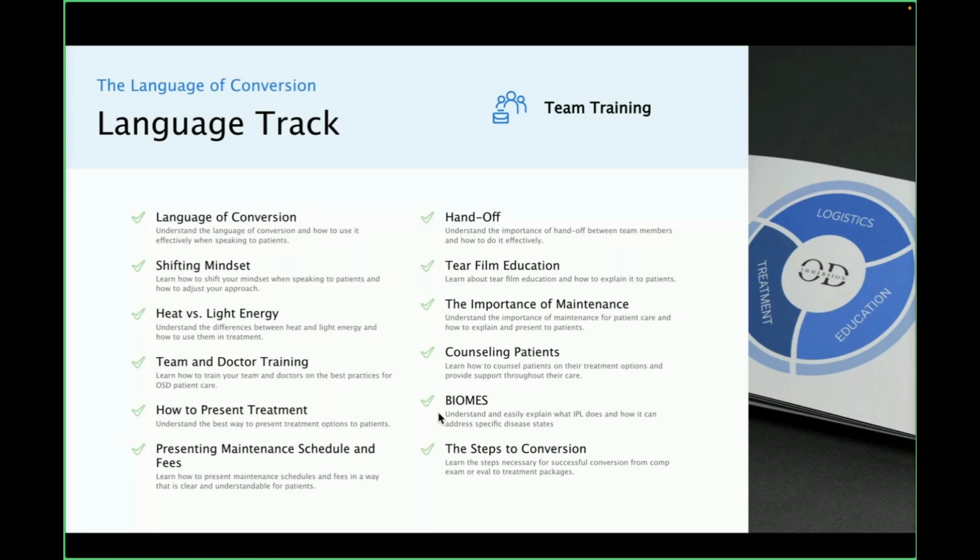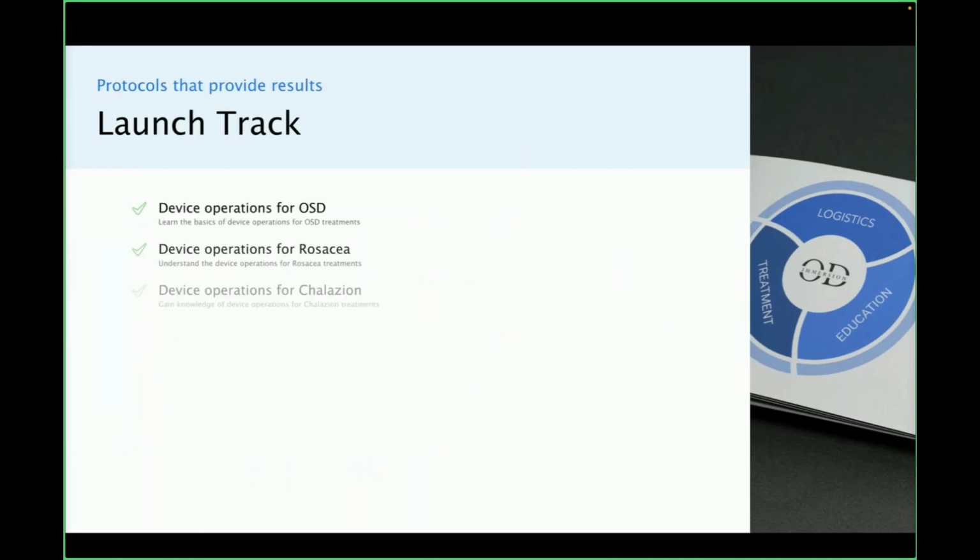So this is how to counsel patients. You'll see this little term here called biomes. This is everything that IPL does in one little acronym, so you have it in your mind. So when you're explaining this to a patient, you can go into some of this. Also, the steps to conversion. When we do team training, we go through, here is how to convert a patient. And then we get into the fun part.